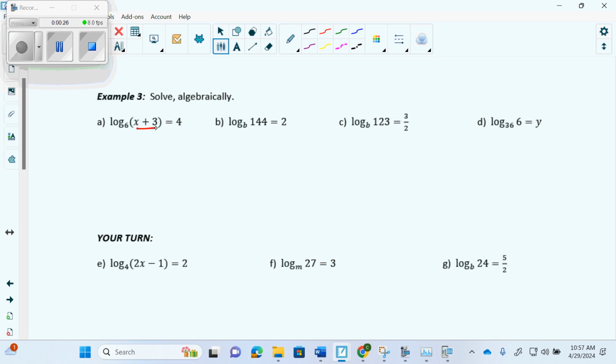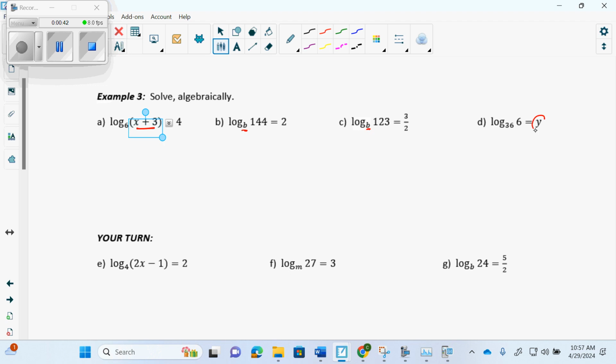No. You don't have any, because that's not a grade 7 to 11 skill. What about if the b is down here in the base? You guys know how to do that? You know how to solve that? No. Okay, b is in the base.